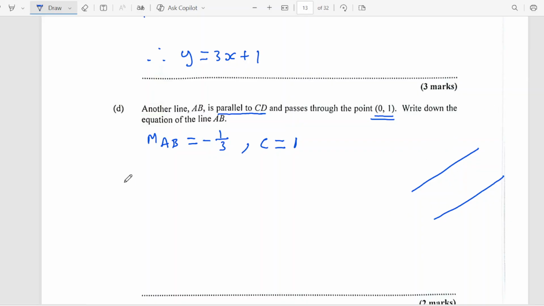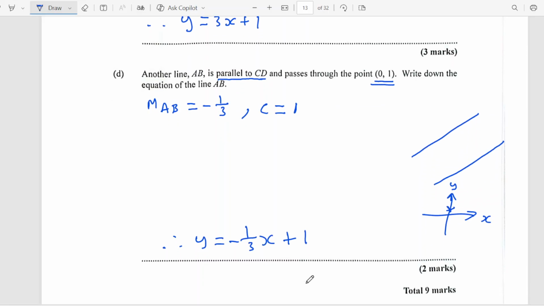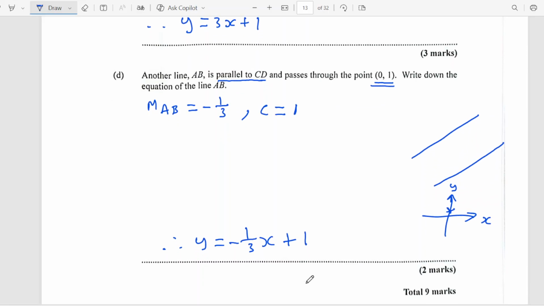Remember, if we have a graph with x and y, and it's passing through x is 0 and y is 1, that is your y-intercept. So c is 1. So therefore y is equal to negative 1/3 x plus 1. So you got lucky with that one.